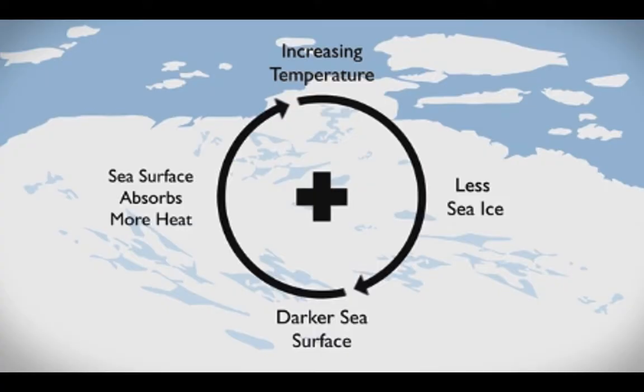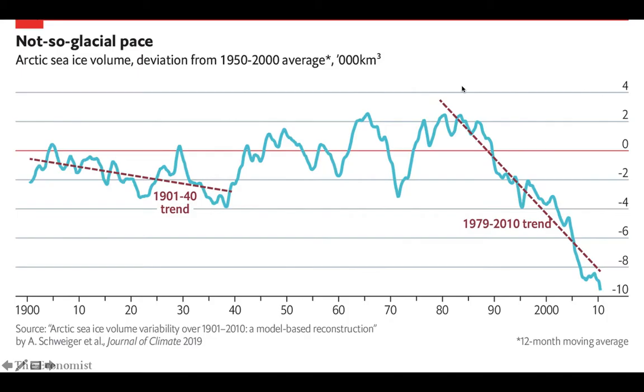Here's a diagram depicting that, right? As the temperature gets warmer due to the greenhouse effect, the ice will melt, which means that there's a darker sea surface exposed, which is going to absorb more heat and lead to increases in temperature. So we should be concerned about this positive feedback loop, and you can see the impacts of it.